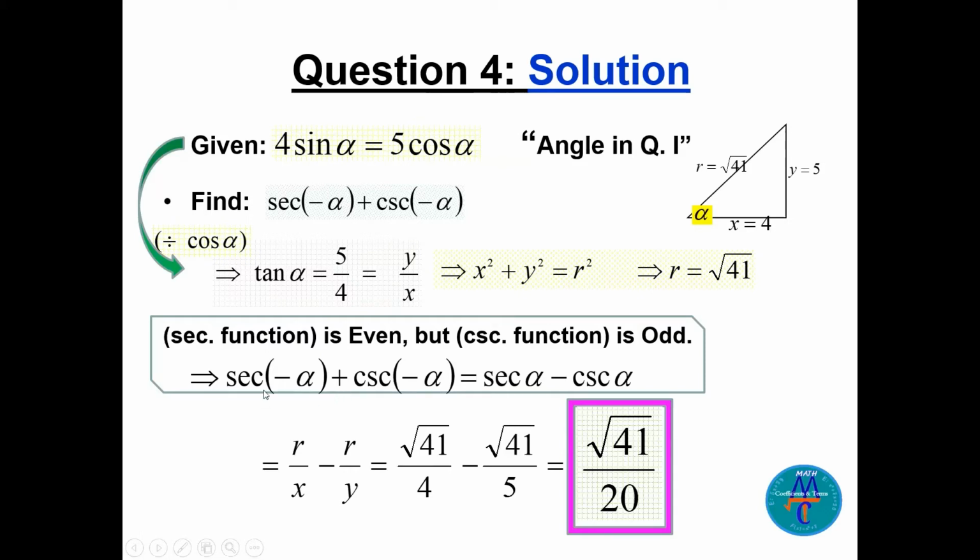Now, the secant function is an even function, but the cosecant function is an odd function. So we can have here secant of minus alpha is the same as secant of alpha. Cosecant of minus alpha will be minus cosecant of alpha. Now, secant of alpha will be r over x, the reciprocal of the cosine, and cosecant of alpha will be r over y, reciprocal of sine of alpha. And there is a minus in the middle here. So the LCD will be 20. So it will be square root of 41 divided by 20.